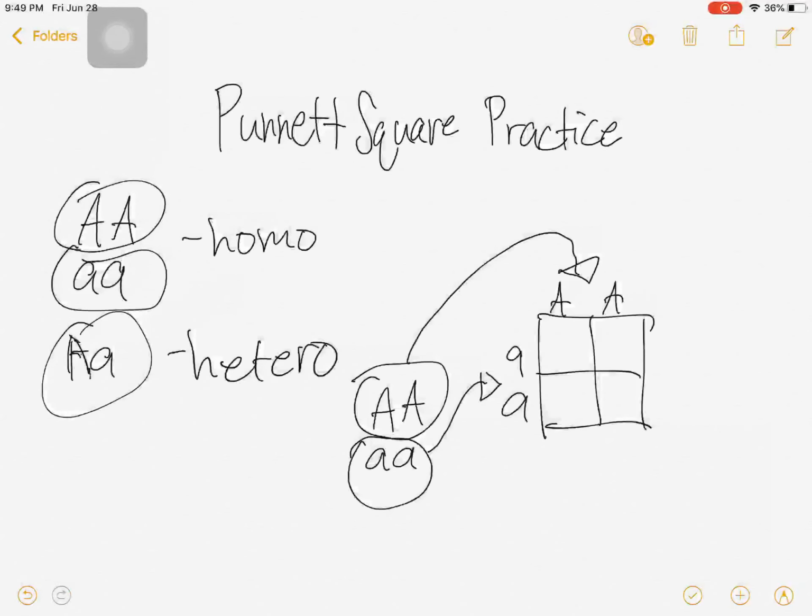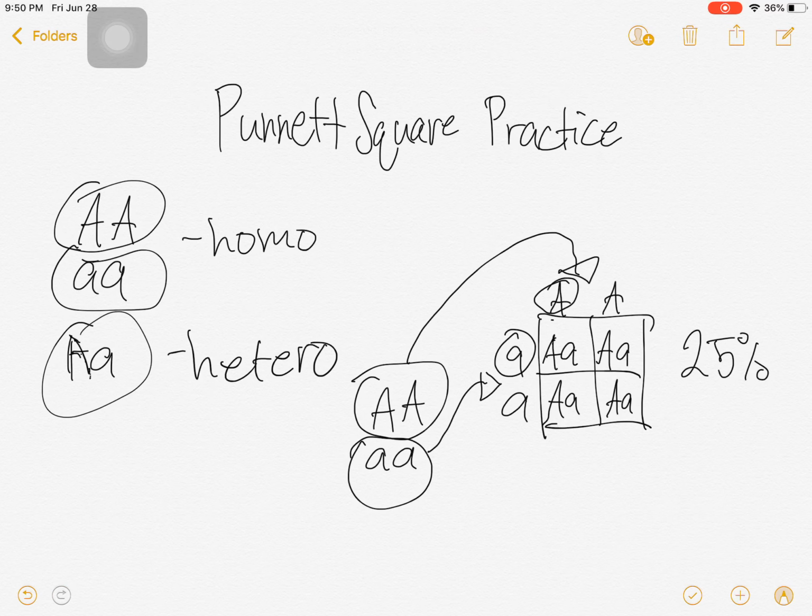Here we have a capital A right here and a lowercase a right here, so that goes into this box, and you do so with everything. So A, capital A, lowercase a. Now each box represents a 25% chance that the kid will look like that. Since all the boxes are the same, we know that their offspring will have a gene pair of capital A, lowercase a, so they're going to have a 100% chance of being a heterozygous kid. How that kid looks depends on the phenotype that we assign to the genes.